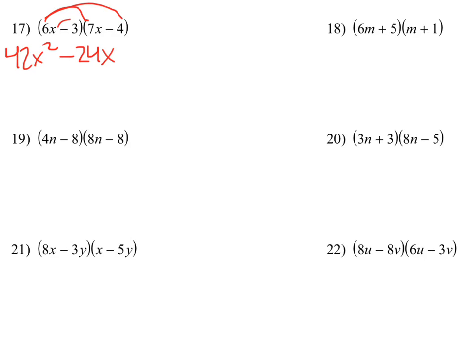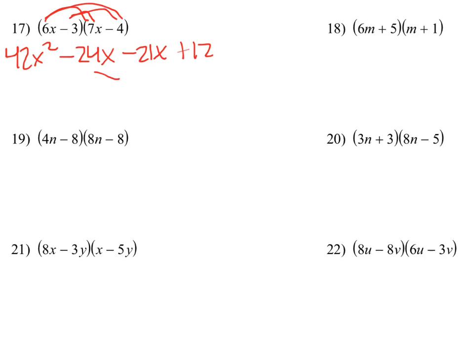And then you're going to take the second term of your first binomial and times it by both terms of the second binomial. So negative 3 times 7x is going to be negative 21x. And then negative 3 times negative 4 is going to be positive 12. So I've taken this and timesed it by both of the second one, and taken negative 3 and timesed it by both of those. Really, everything gets timesed by everything in the other binomial.